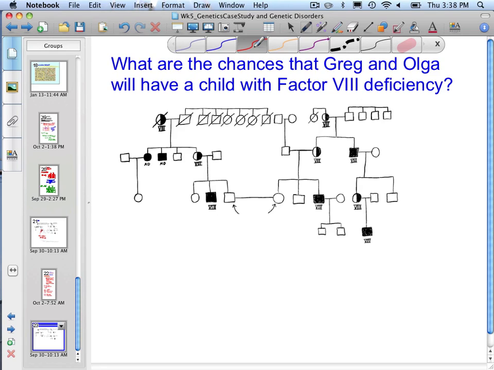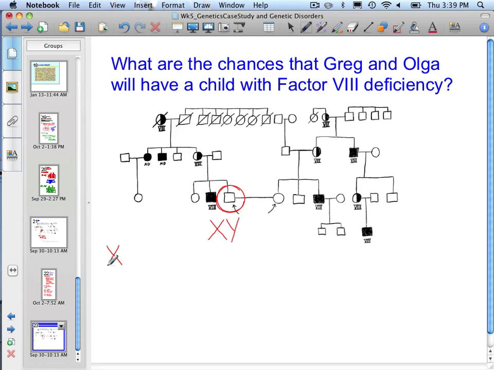All right, so the first thing that we have to do if we're trying to find the probability of Greg and Olga passing factor 8 deficiency onto their children is setting up a key for the symbols to show the different alleles. So you see that I'm making a regular X be the unaffected allele. An X with a mark in the lower right is for the affected allele that leads to factor 8 deficiency. And then we'll just use a normal Y to designate the Y that males inherit.